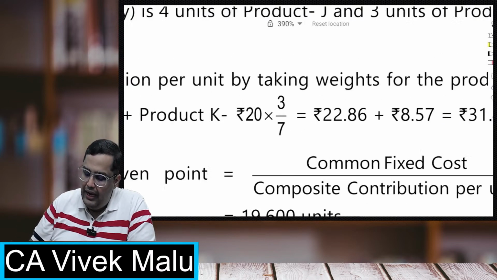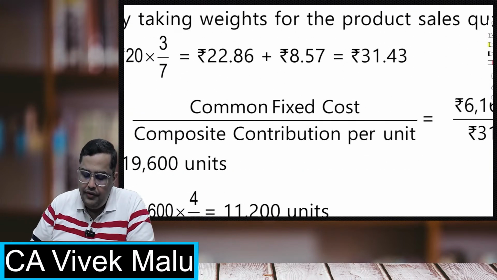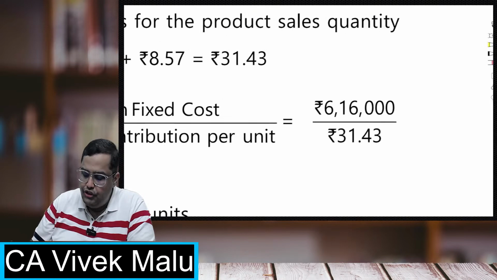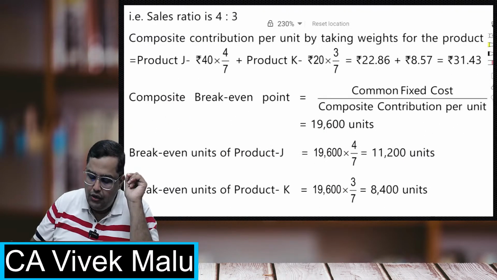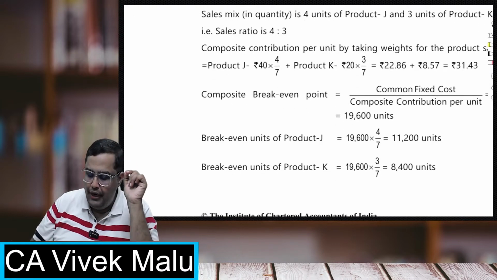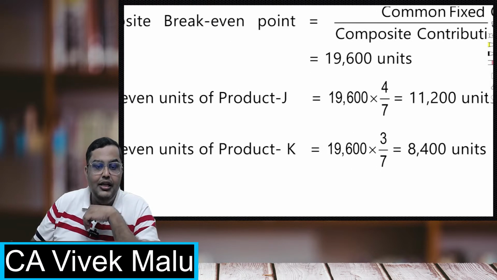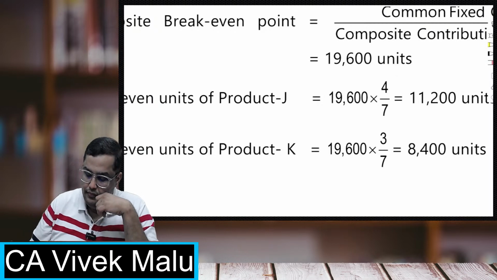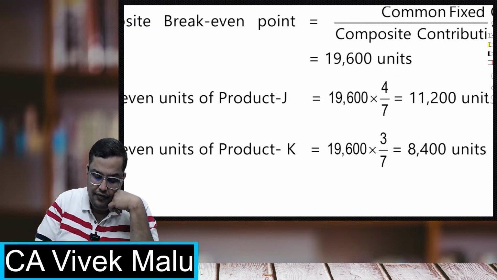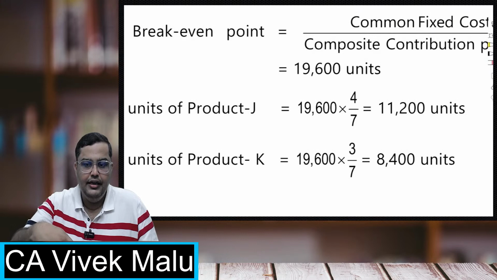Now I'll get my composite contribution per unit, that is 31.43. Now take your fixed cost divided by the composite contribution per unit, and you'll get the total quantity. Once you get the total quantity, the total break-even point, into 4/7 will be the units for J, and into 3/7 will be the units for K. I hope it is clear for everyone. Students, is it clear?